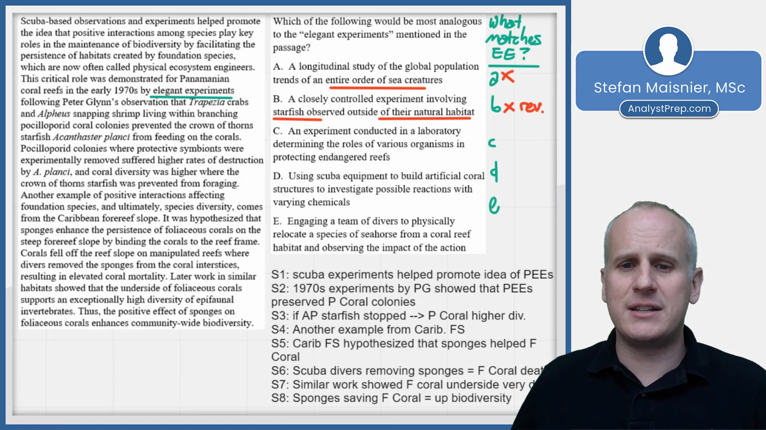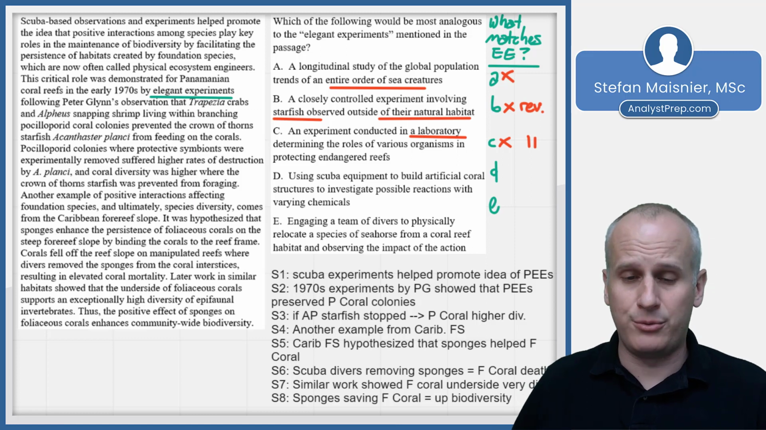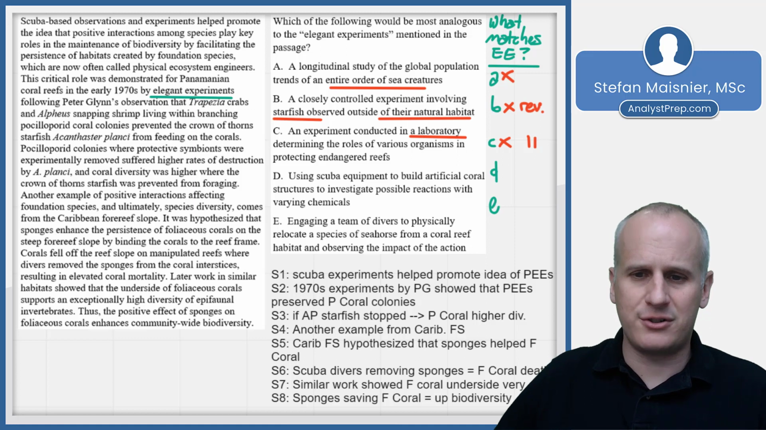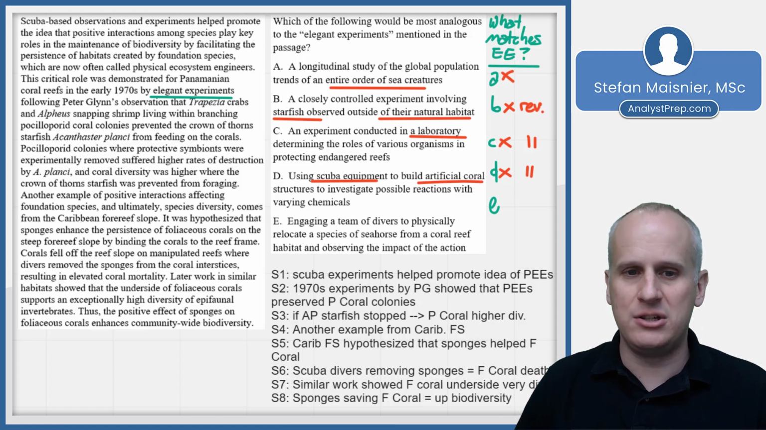Now, choice C, an experiment conducted in a laboratory. Well, the entire point is that it's not in the laboratory. So that too would be a contextual reversal. Choice D, using scuba equipment to build artificial coral structures. Again, we're not artificial. And they use the word scuba, hoping you'll pick scuba just because you remember scuba. But that's the absolute opposite of what happened with the elegant experiments of going into the Panamanian coral reefs and actually removing things physically from a wild environment.